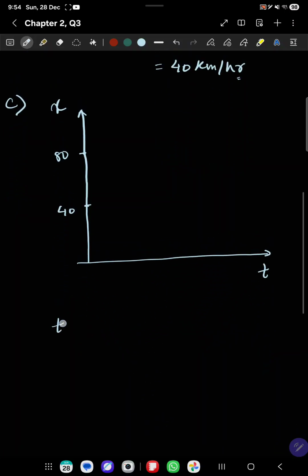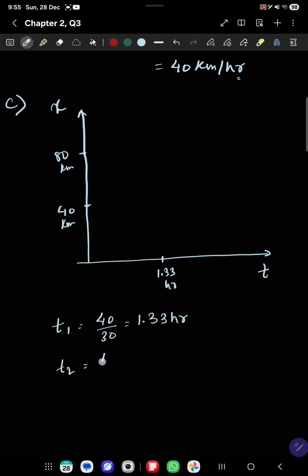For the first part, the time was distance upon speed, which is 40 upon 30. If we calculate it, we will get a value of 1.33 hour. Assume that we are plotting here 1.33 hour. Here it is kilometer and hour. Now for T2, if we calculate, it will give us 40 upon 60, which is a value of 0.66 hour.